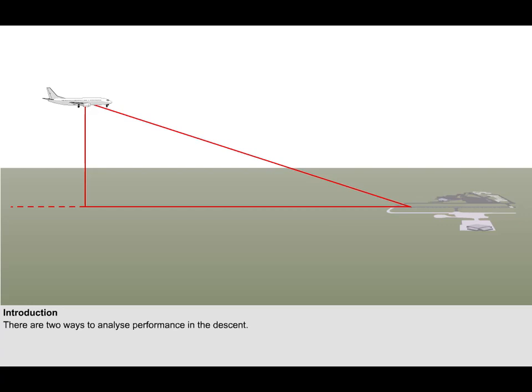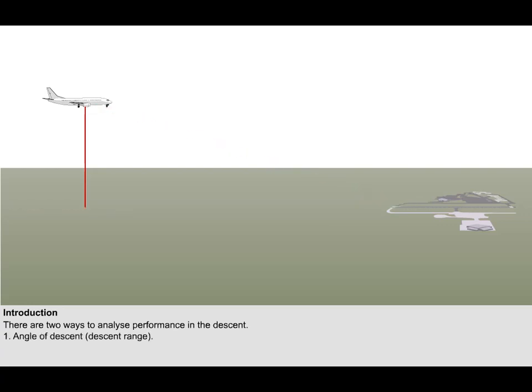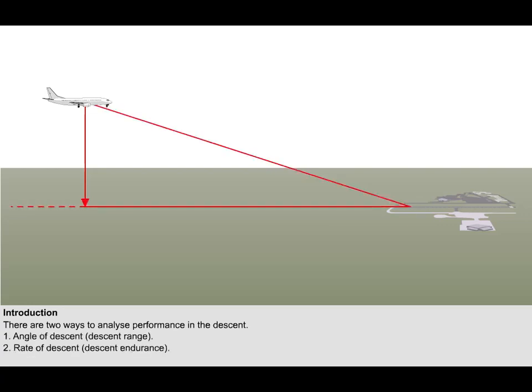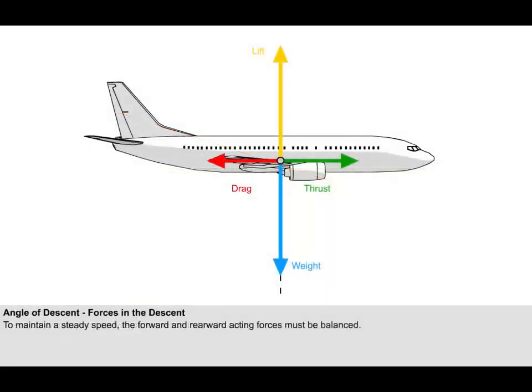There are two ways of measuring the descent performance of an aircraft, either by angle of descent, sometimes called descent range, or rate of descent, sometimes called descent endurance. Firstly, let us consider angle of descent.